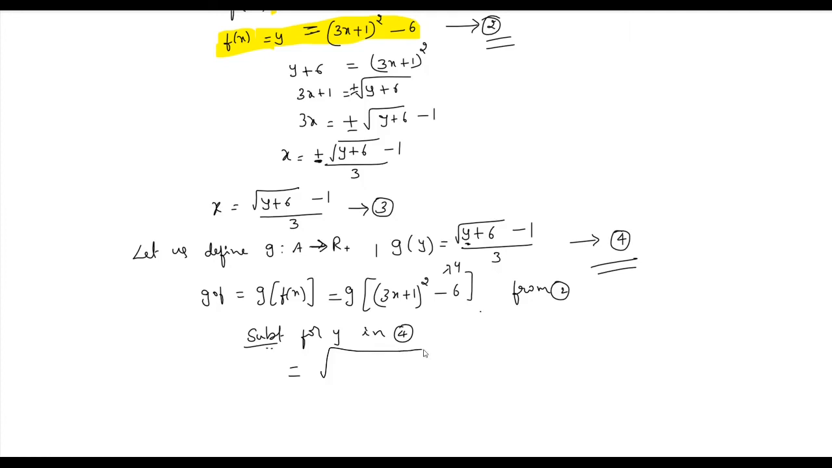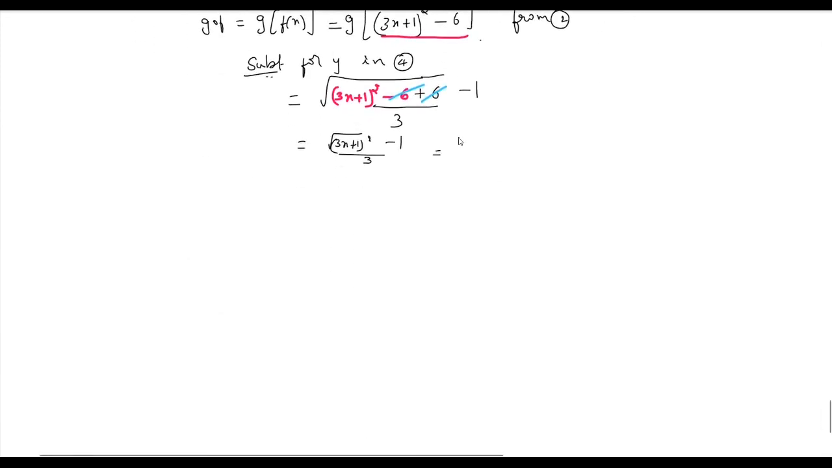Now, this will be under the root. Wherever we have y, we will be writing this whole term, which will be (3x plus 1) whole square minus 6. Now, we have y plus 6 under the root. That also should be written. So, this is plus 6 minus 1, whole divided by 3. Now, plus 6 and minus 6 get cancelled. This is root of (3x plus 1) whole square minus 1, whole divided by 3. This will be 3x plus 1 minus 1, whole divided by 3. Again, 1 gets cancelled. This will be 3x by 3. So, this is x. G circle f of x is x.